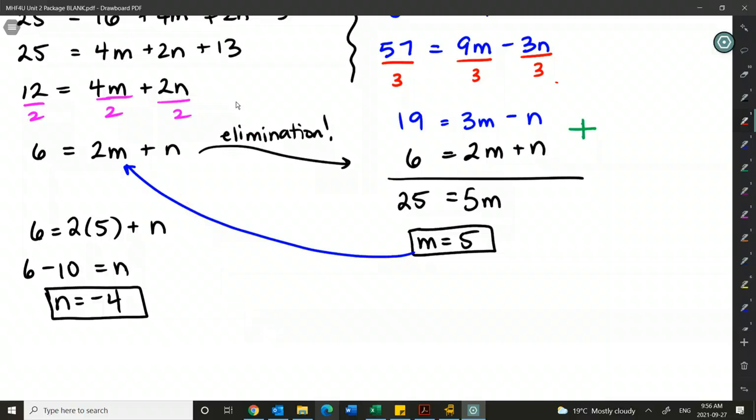Okay, we will have some questions where you guys can practice this skill again. But yes, elimination is probably a little far back in your memory.